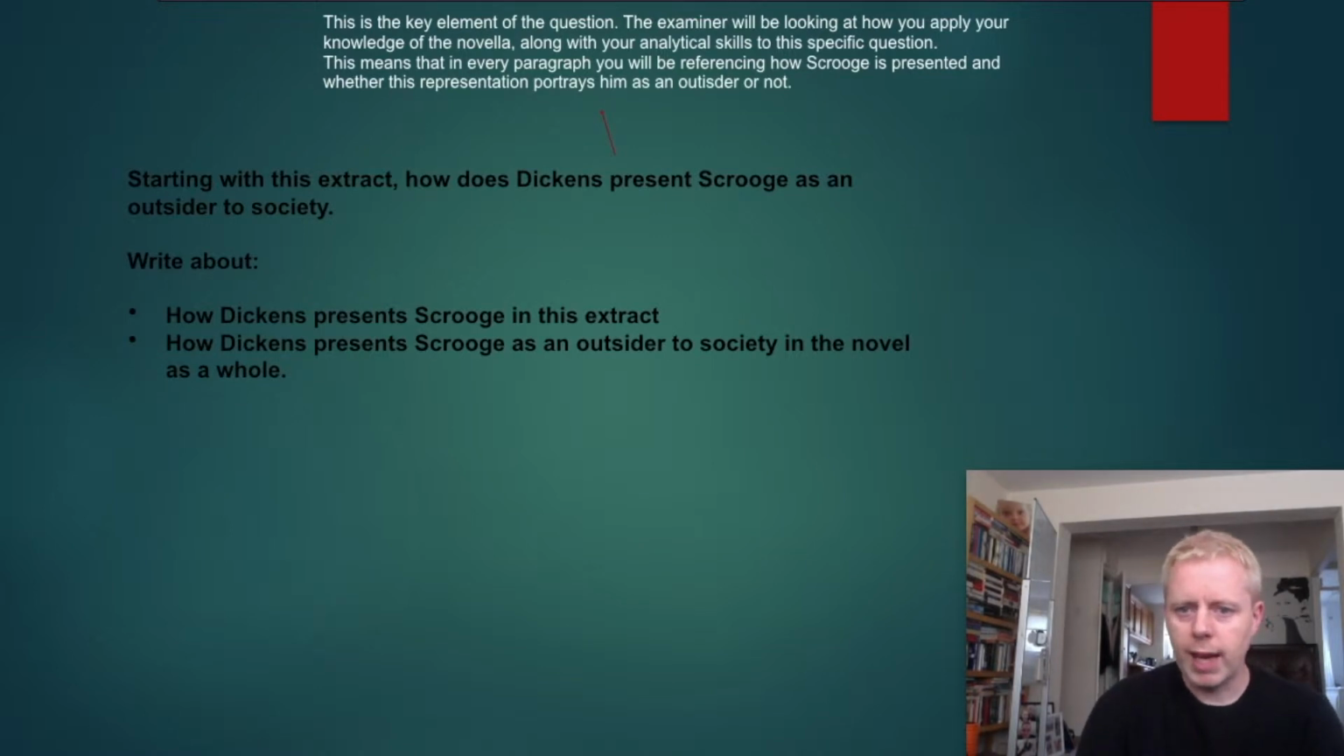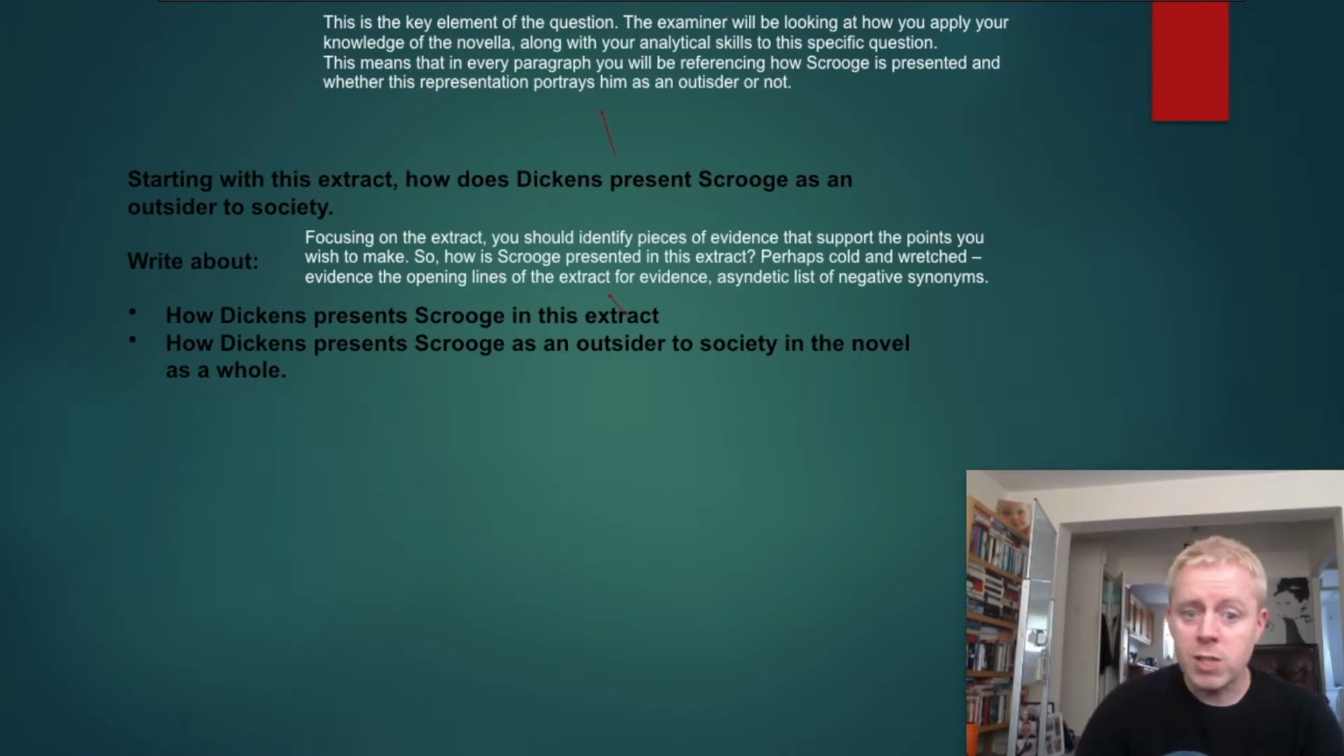The examiner will be looking at how you apply your knowledge of the novella along with your analytical skills to this specific question. So don't just analyse the novel. The examiner's not checking for that. The examiner's checking for how well you analyse with a specific question in mind. This means that in every paragraph you will be referencing how Scrooge is presented and whether this representation portrays him as an outsider or not.